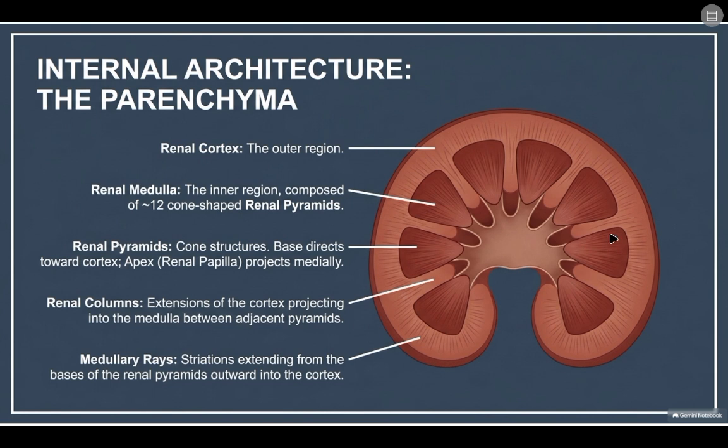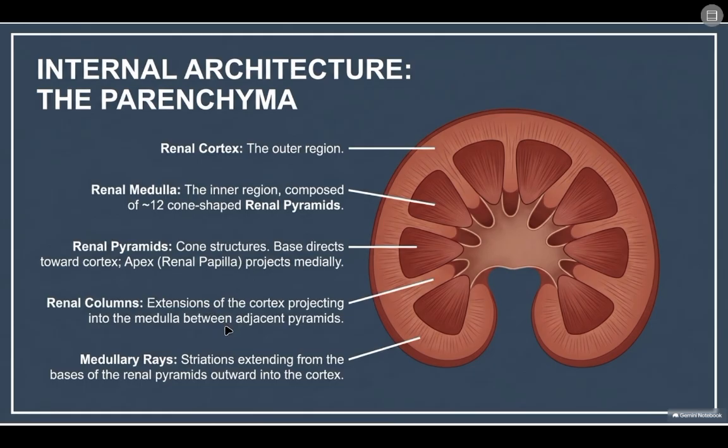And we have the renal pyramids. For the renal pyramids, we have the base and we have the apex. The base is related to the renal cortex, while the apex is directed medially. So this is the renal medulla and this is the renal cortex. This is the base, and the base is directed outwards towards the cortex, and the apex is now related to the minor calyx, or penetrates to enter into the minor calyx, and this region is called the minor calyx.